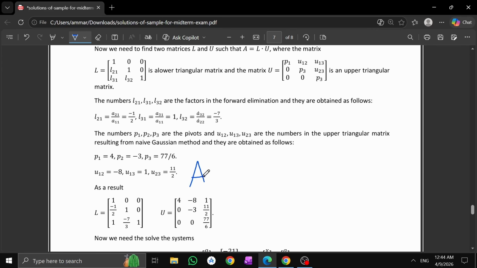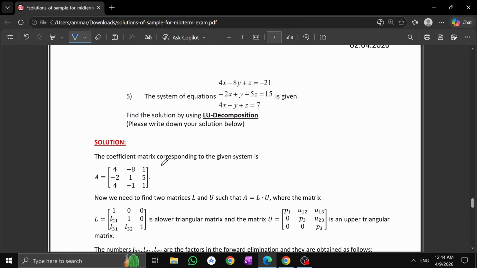So AX, what is AX? A is this coefficient matrix. When you multiply it by X, X is like X1, X2, X3, which is x, y, z. By the way, you have to know multiplication of matrices pretty well, or multiplication of a 3 by 3 by a vector. You can watch YouTube for these.